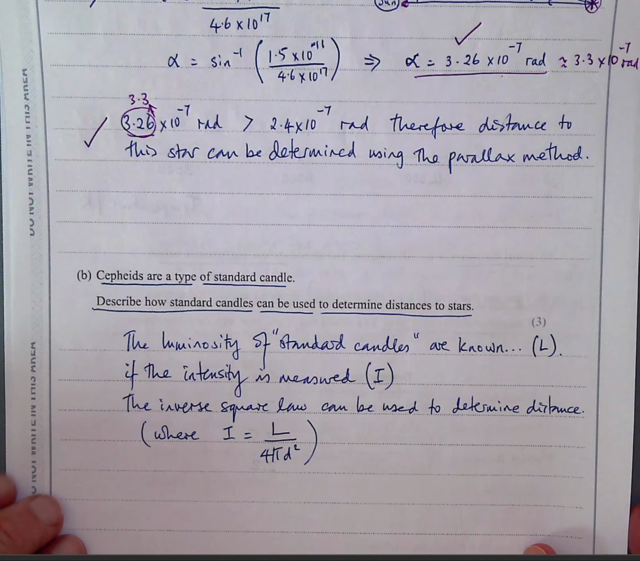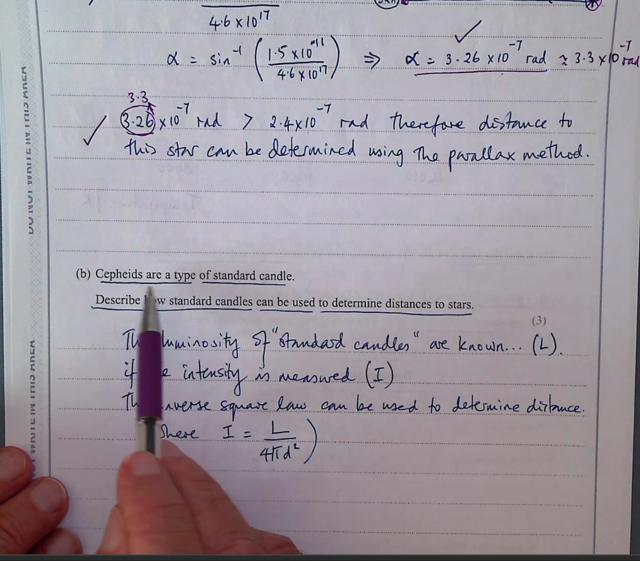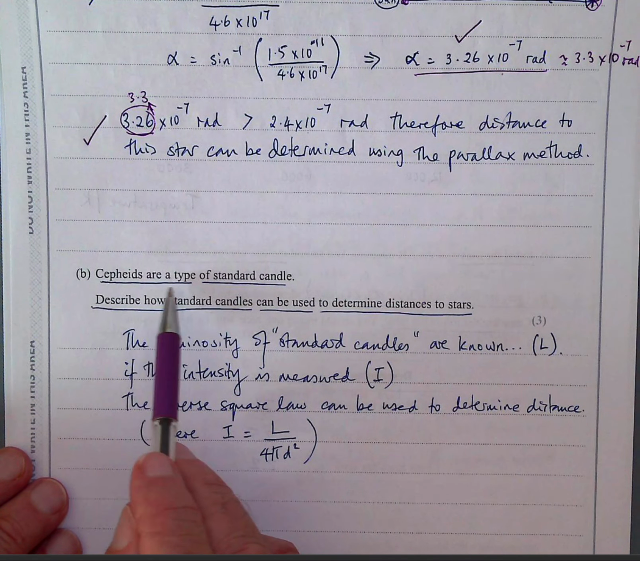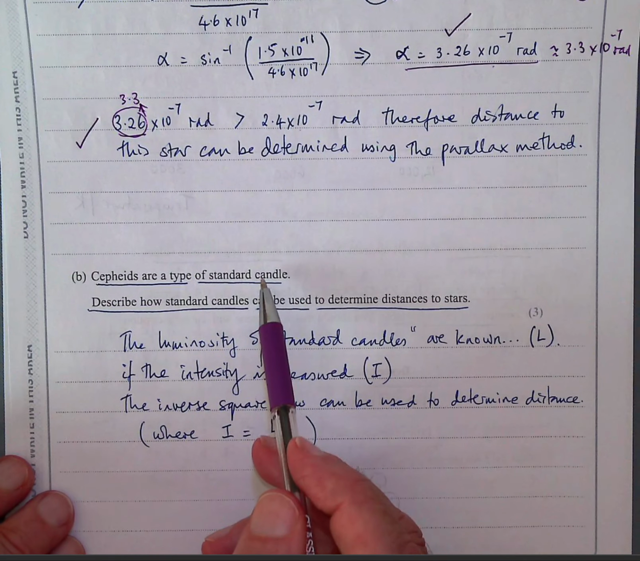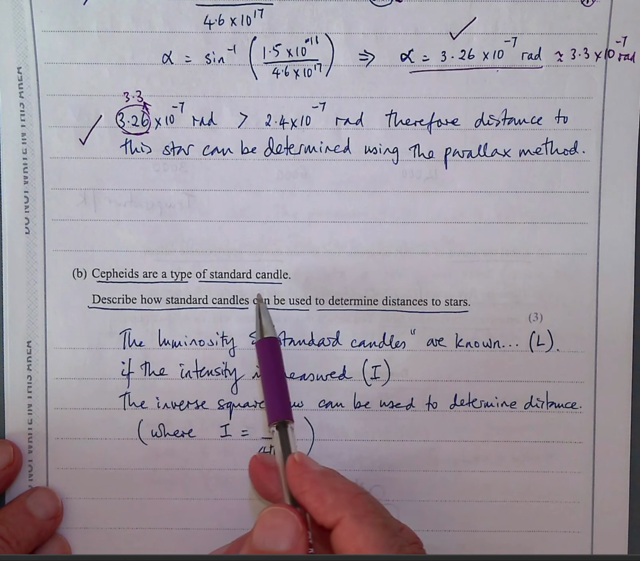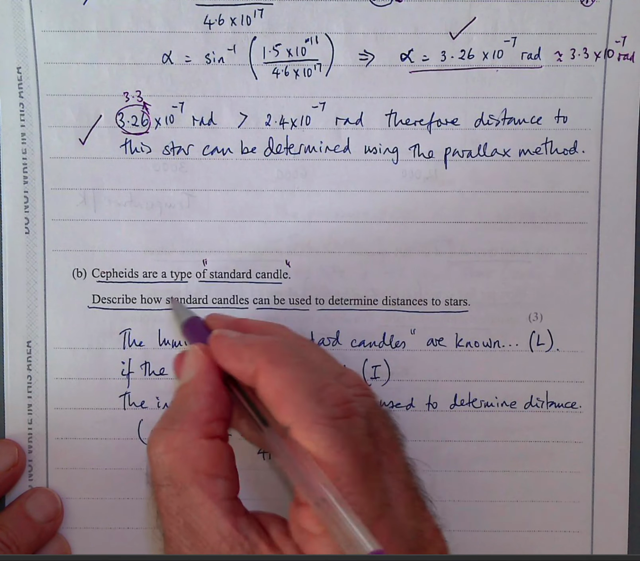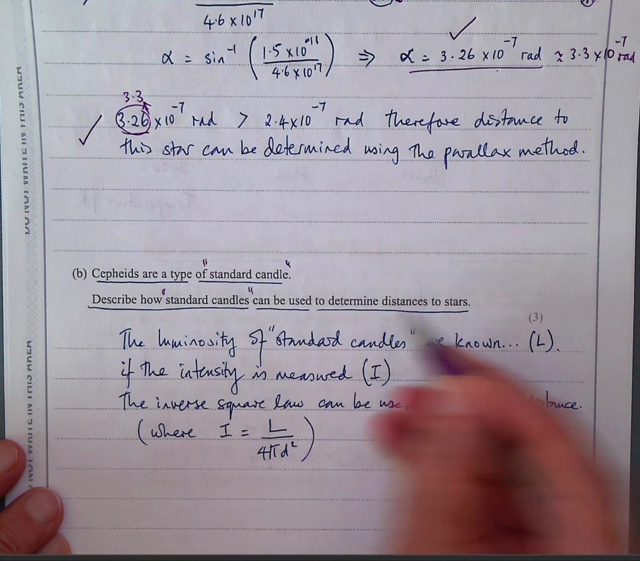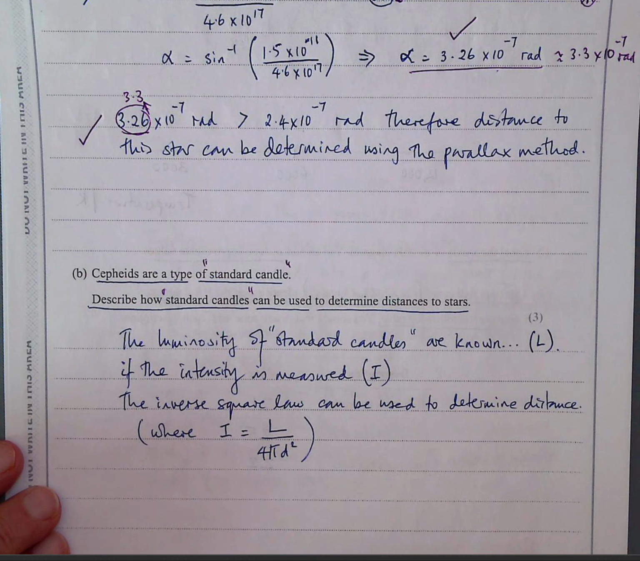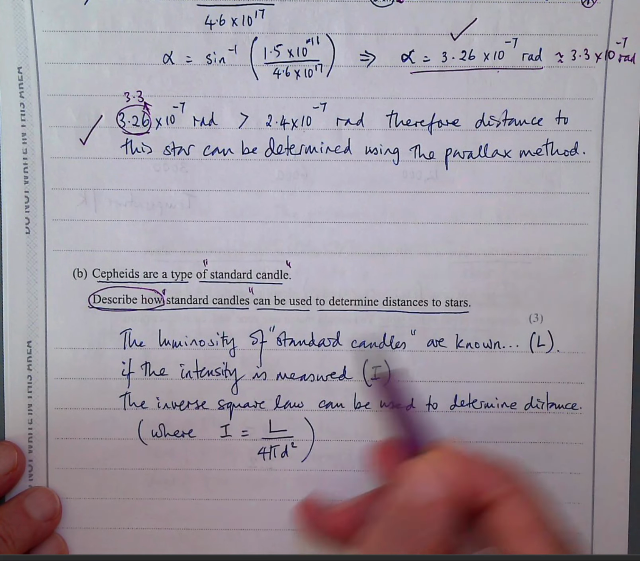Anyway, Cepheids, it then says part B. Cepheids are special types of stars, which are known as standard candles. That means that wherever you see a Cepheid, you will be able to use it as what they call a standard candle. So describe how these standard candles can be used to determine distances to stars. If the distance is greater than the parallax method can handle, you can use the standard candle method. Your job is to describe how.